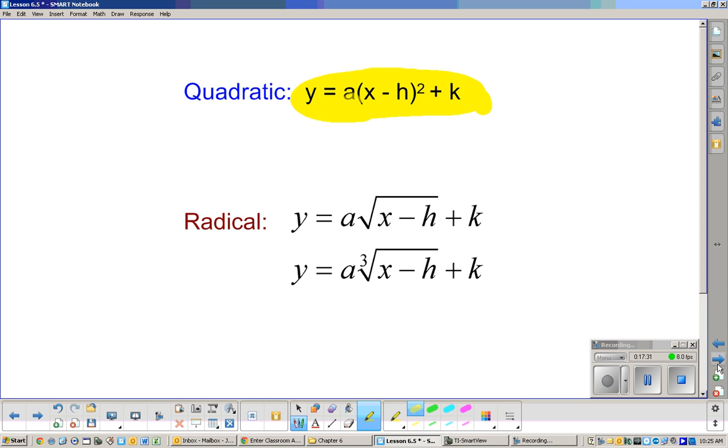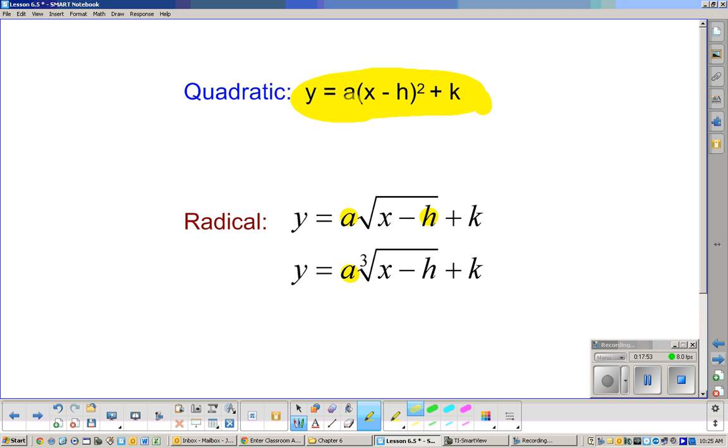So look at what we have. We still have an A. We already covered those. We're still going to have an H, but look where that H is. It's still with the X, which ends up being under a roof. We aren't going to see parentheses anymore, but we've got a roof that groups it, so we can still tell what the H is, and then the K is the number outside the roof, not within the parentheses.